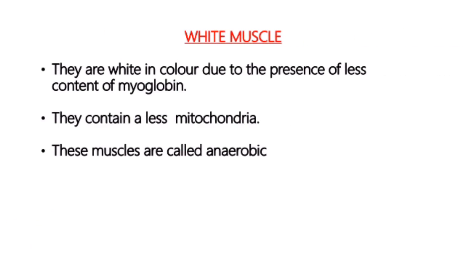White muscles are white in color due to the presence of less content of myoglobin. They contain less mitochondria. These muscles are called anaerobic muscles, present in the birds.